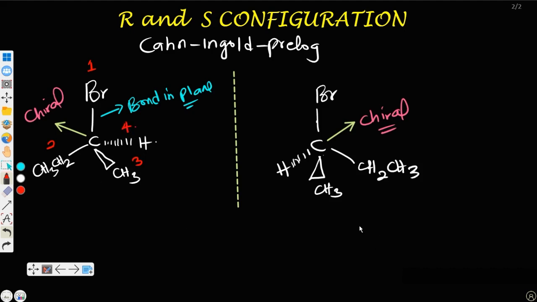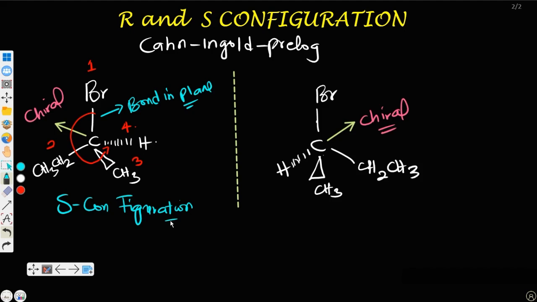So when you have something like this, in such a way that you are going from 1 to 2 to 3, it's going in this direction. Now you don't consider 4, you only consider 1, 2, 3. So this one will go from here like this towards this direction. Now this direction, is it clockwise or anti-clockwise? Anti-clockwise. When it is anti-clockwise, you call it the S configuration. So this compound is in the S configuration.